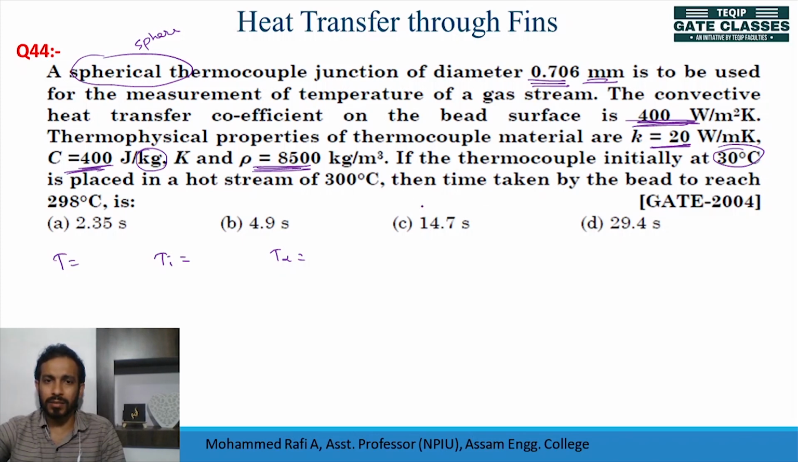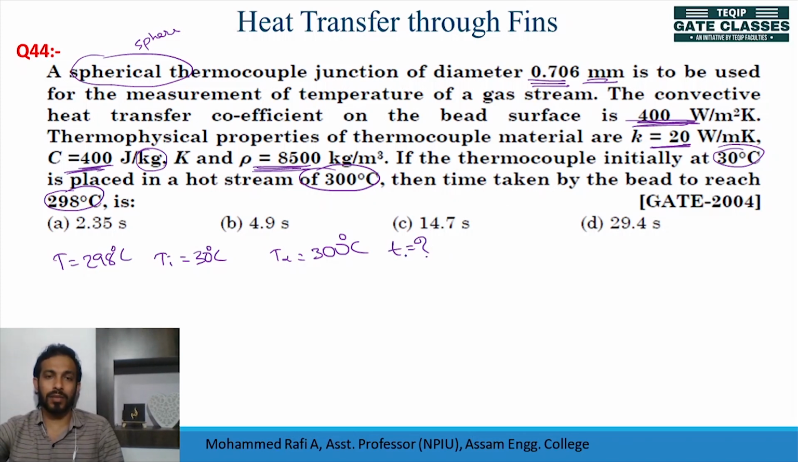Initial temperature is 30 degrees Celsius, so Ti is 30 degrees Celsius. And this is placed inside a hot stream, so that is the ambient temperature, right? So the surrounding temperature is 300 degrees Celsius. And then the time taken for the bead to reach 298 degrees Celsius, that is what we are looking for. So the time required, that is our question.